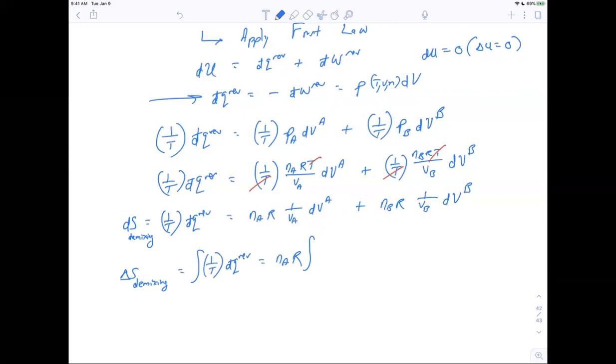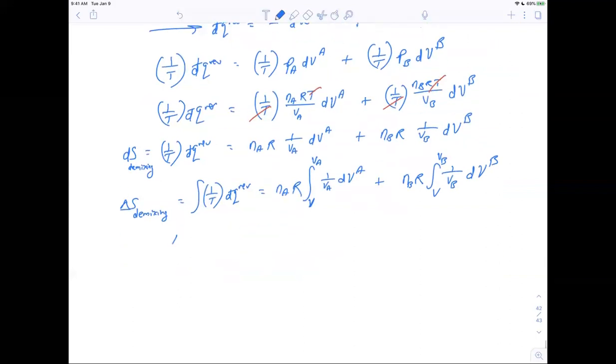So the volume of A goes from what? It goes initially from V, which was the sum of both volumes, to finally VA, right? And this is just going to be 1 over VA dVA. The same for NB, the integral. It's going to start at V total, and then it's going to go to VB. That was our initial state, 1 over VB dVB. Okay, and now we just do these integrals.